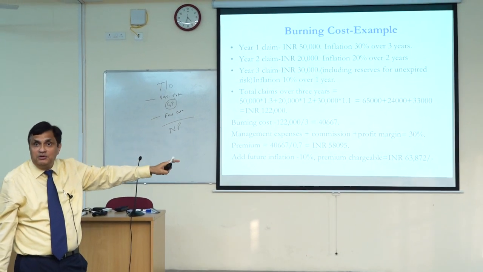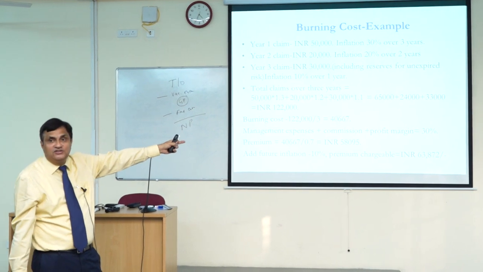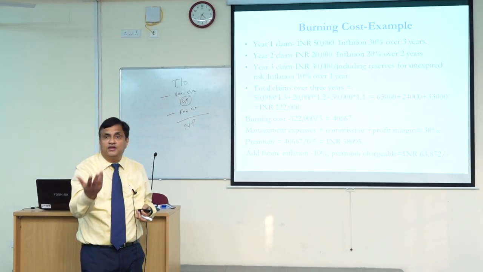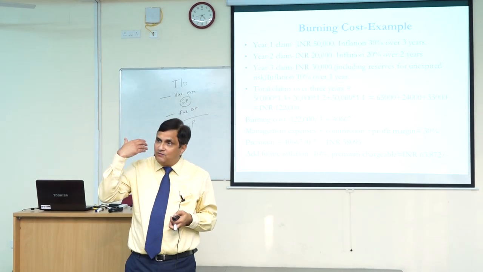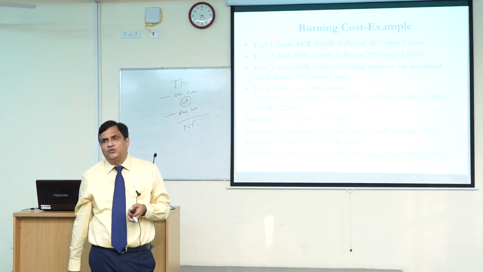How do you arrive at the premium? To the burning cost, you add management expenses and the profit margin that you want. You add that and then you add future inflation, and then you get the premium that you are going to charge. That's the method you use for arriving at the premium. Very, very simple calculation. Go through the calculation. If you have any doubt, you can ask me later.